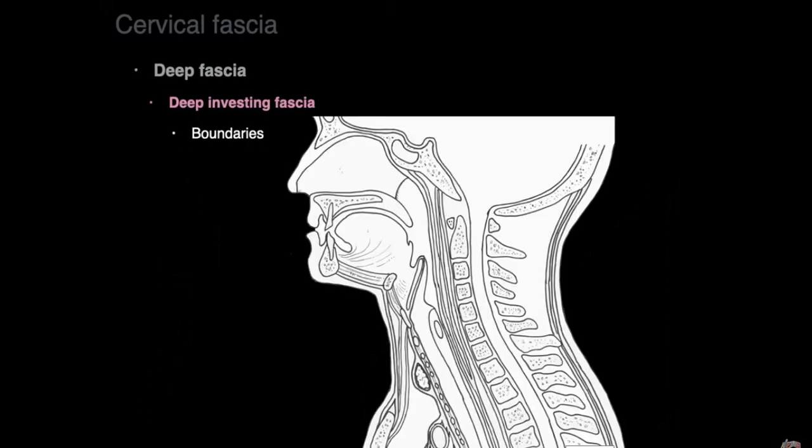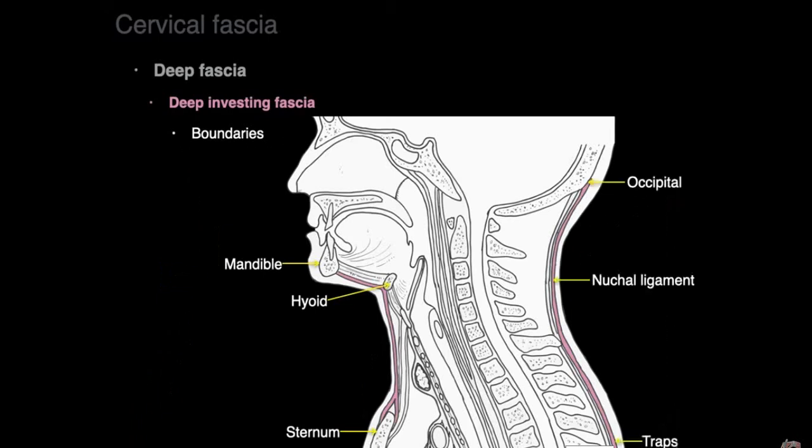The boundaries. Well, the boundaries of the deep investing fascia are the mandible and hyoid and sternum on the front, the clavicle and scapula on the side, and the occipital bone, nuchal ligament, and trapezius along the back.